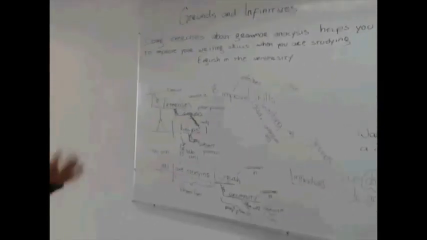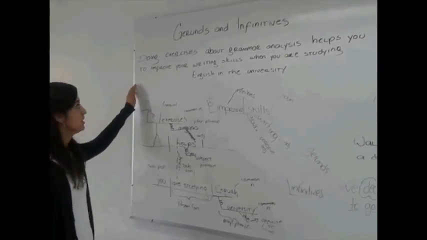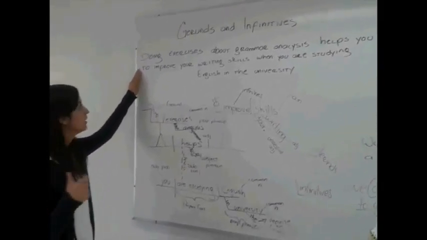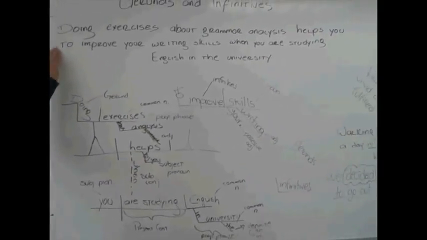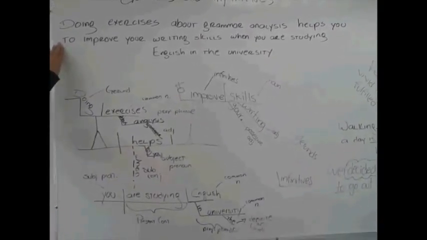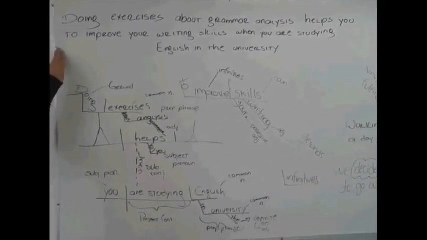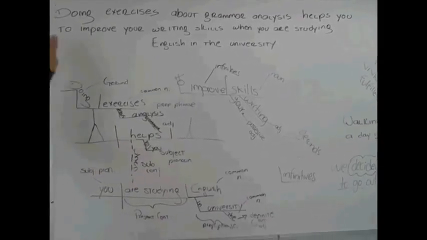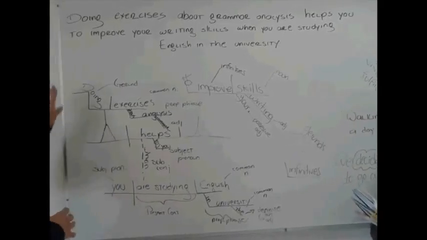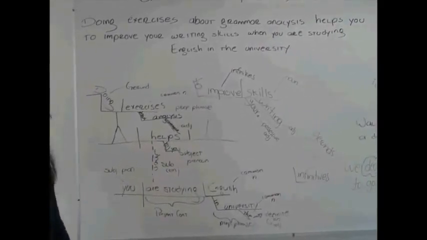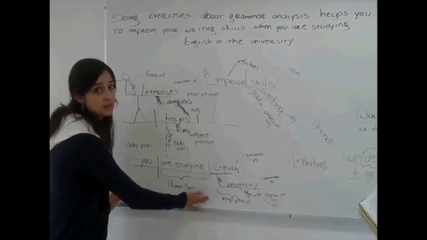Okay, so like in our example, doing exercises about grammar analysis helps you. In this case, we're using doing, a gerund. Why? Because this is a vivid situation. Then to improve your grammar skills when you are studying, this is an unfulfilled action. When you are studying English in the university. And also we have to clarify that this is a complex sentence. Why? Because we have a main clause and after we have a subordinating clause.